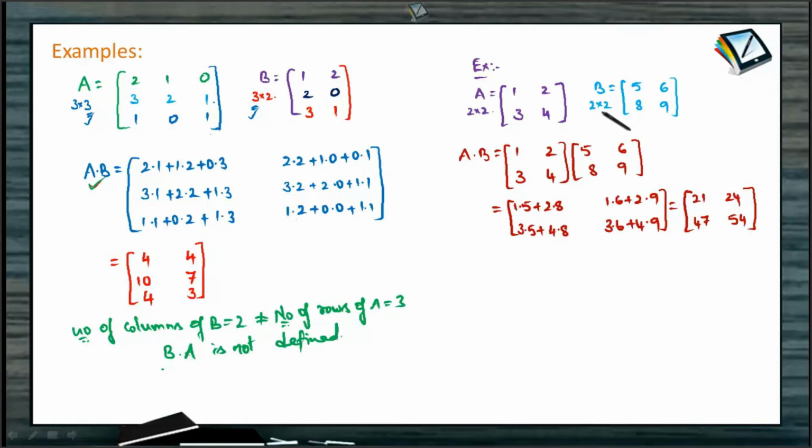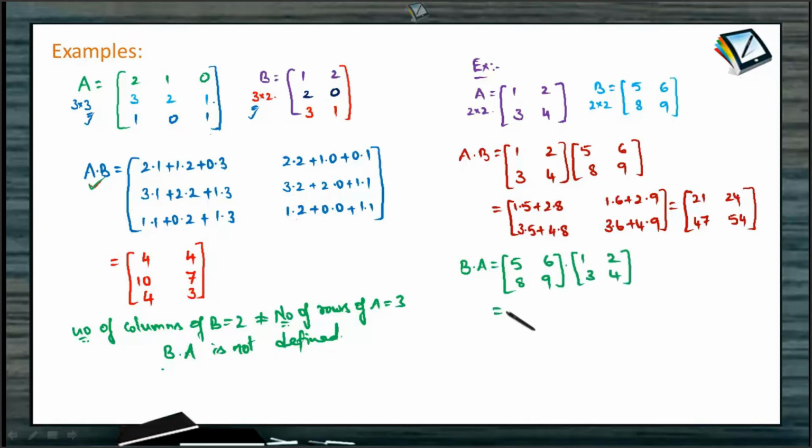Now if you look at the number of columns of B, they are again the same as the number of rows of A. Therefore, the B into A product is also possible here. How will the product B into A be? This will be the product of 5, 6, 8, 9 multiplied with 1, 2, 3, 4.